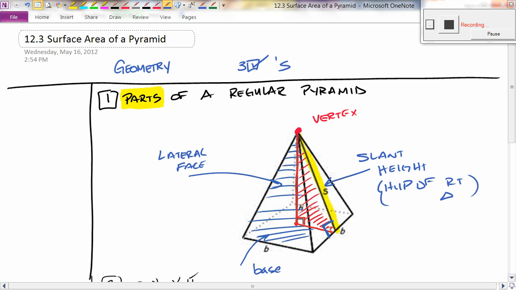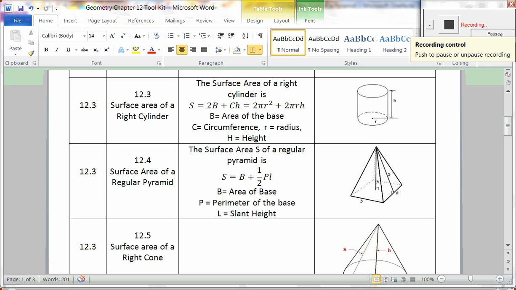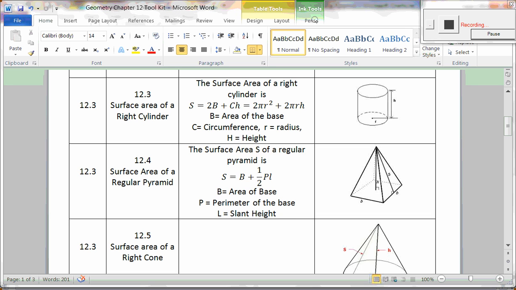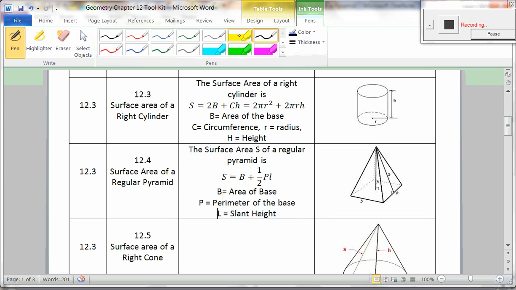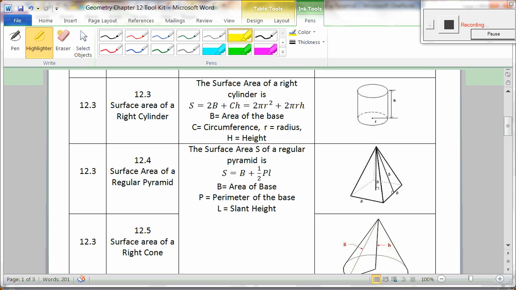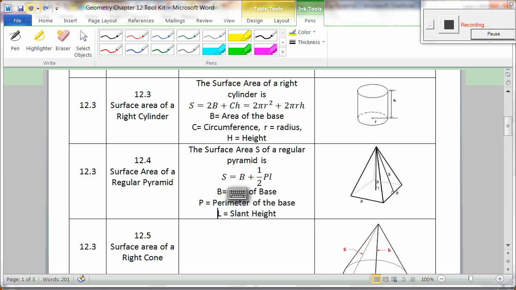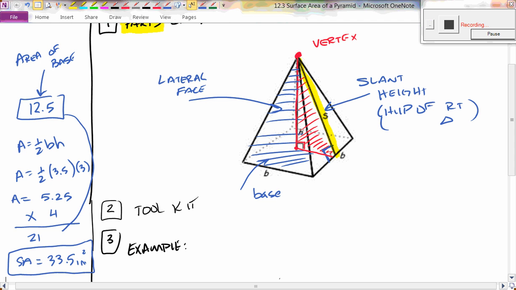You guys with me so far? So theorem 12.4, surface area of a regular pyramid, we have S equals... there we go. That didn't work. Okay, everyone have that in their toolkit? Yeah? Okay, good. Let's head back over to ours.